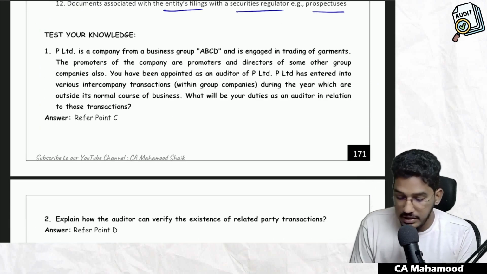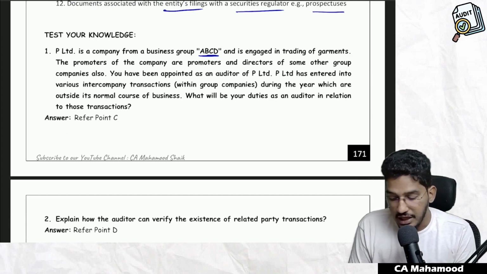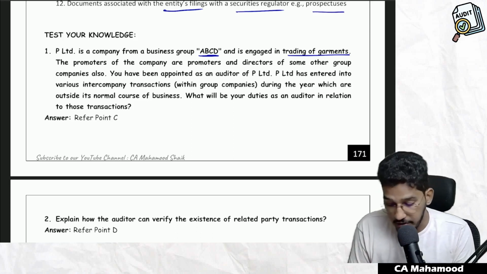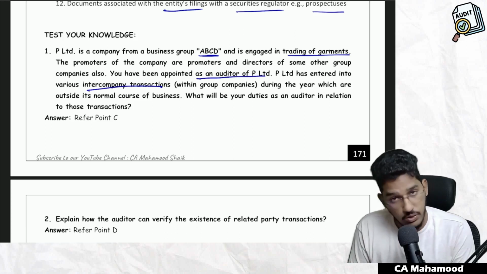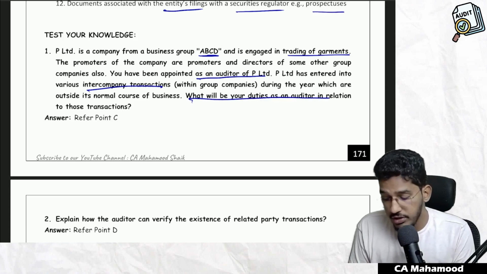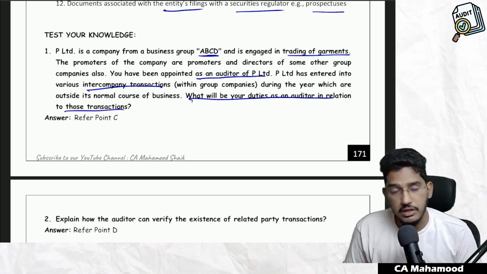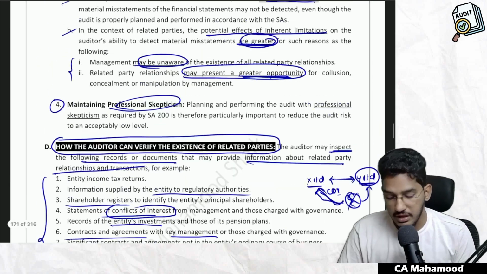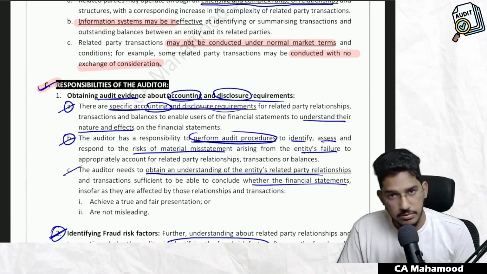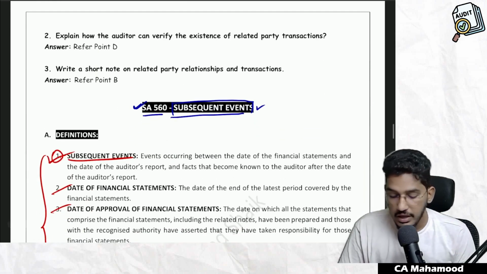Let us see. P Limited is a company from a business group ABCD and is engaged in trading of garments. The promoters of the company are promoters and directors of some other group companies also. That means they are having related parties. You have been appointed as an auditor of P Limited. P Limited has entered into various intercompany transactions, that is related party transactions, during the year which are outside its normal course of business. What will be your duties as an auditor in those transactions? If you came to know your client has entered into related party transactions, as an auditor, what are your responsibilities? Those responsibilities we have clearly written in point number C. So write those responsibilities.